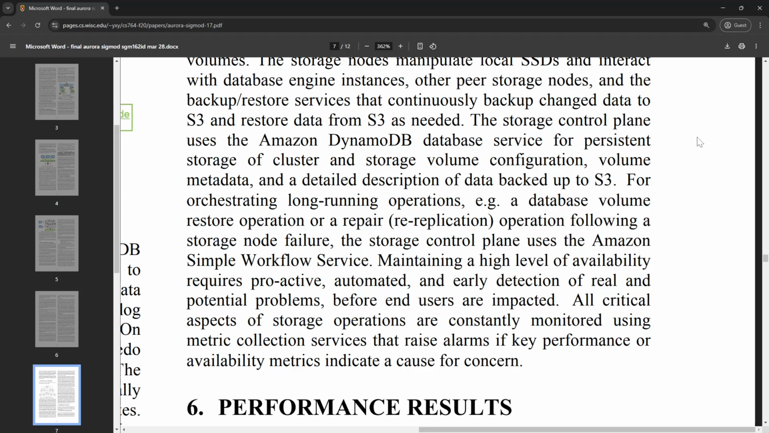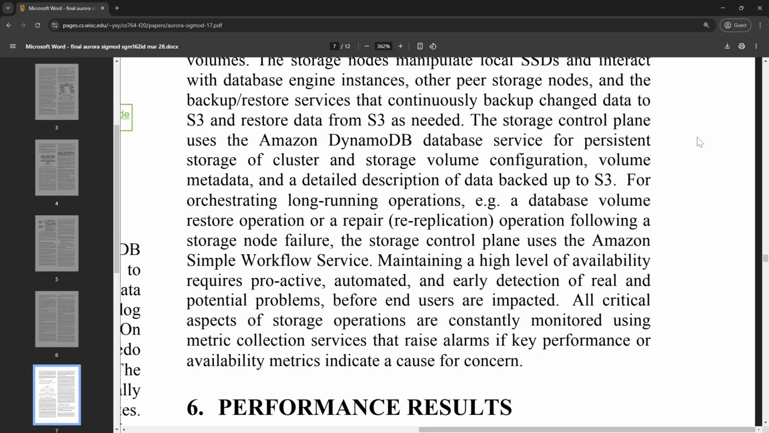The storage control plane uses the Amazon DynamoDB database service for persistent storage of cluster and storage volume configuration, volume metadata, and a detailed description of data backed up to S3. For orchestrating long-running operations, e.g. a database volume restore operation, or a repair operation, re-replication, following a storage node failure, the storage control plane uses the Amazon Simple Workflow service.